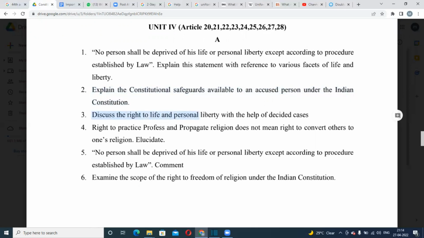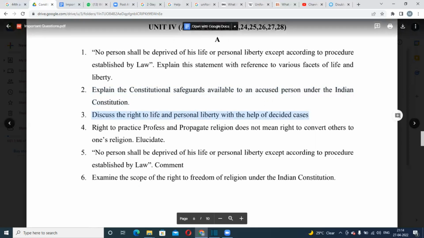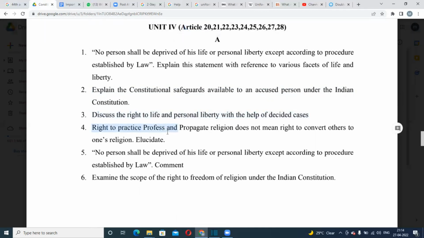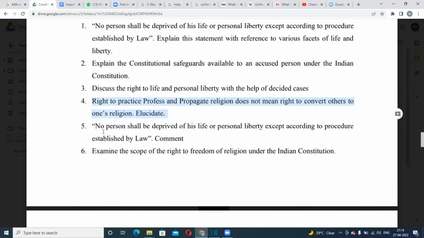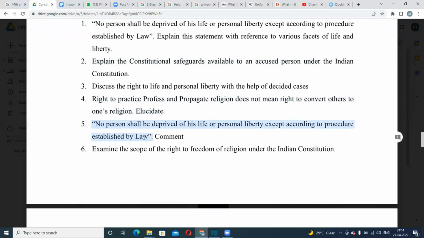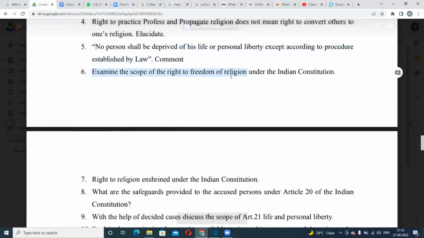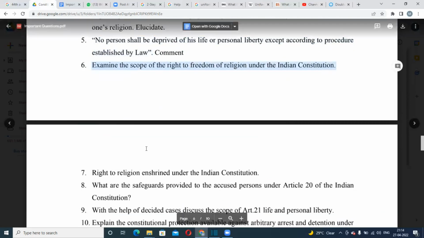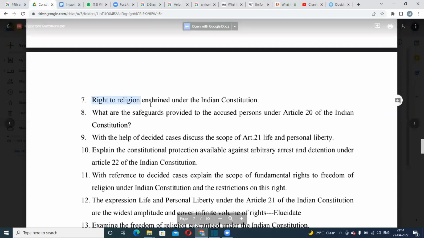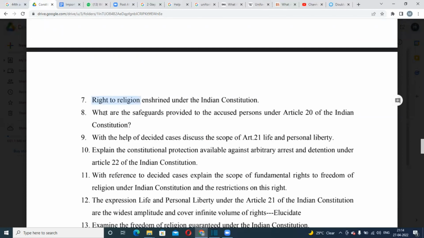Discuss the right to life and personal liberty with decided cases. Right to practice, profess and propagate religion does not mean right to convert others to one's religion. No one shall be deprived of his life or personal liberty except according to procedure established by law. Comment. Examine the scope of right to freedom of religion under Constitution of India. Right to religion enshrined in Constitution.